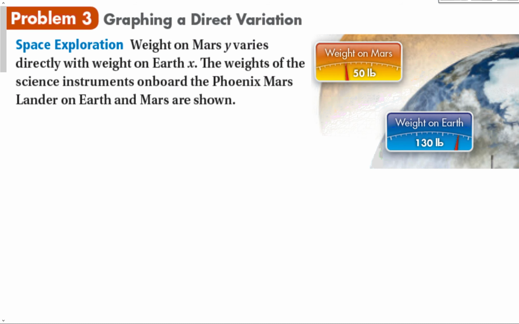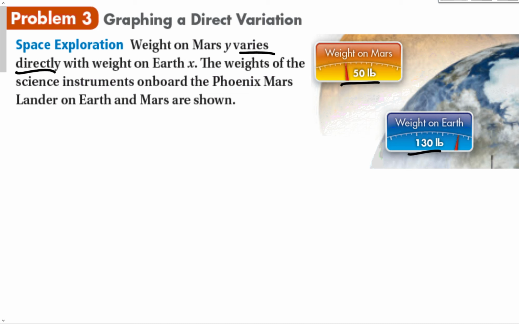So, weight on Mars varies directly with the weight on Earth, x. The weight of the science instruments on board the Phoenix Mars lander on Earth and Mars are shown. 50 pounds on Mars, 130 pounds on Earth. Less gravity on Mars, things weigh less.